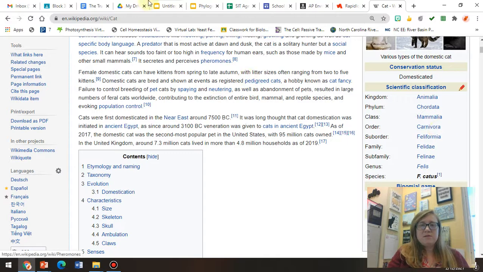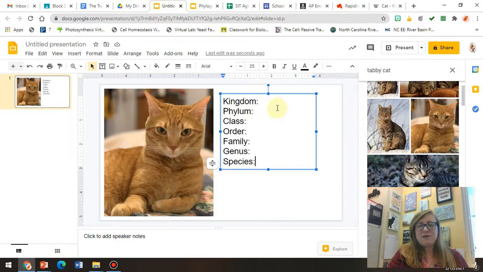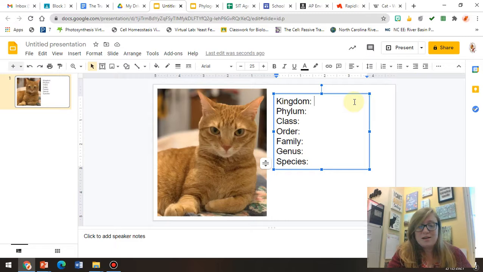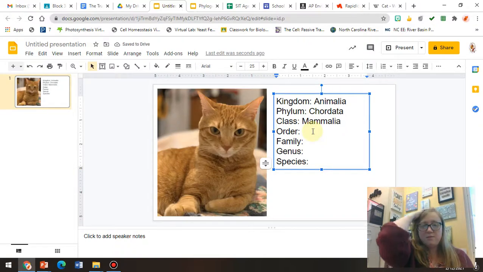So not to be weird, but I already know what the classification is for cats because I've done classification things before a lot. So cats are in the animal kingdom. So that's Animalia. Did I spell it right? Maybe. Phylum, they have a backbone, so they're in phylum Chordata. Oops. Class, they are in the same class as we are. They're mammals. So Mammalia. Why don't you just write mammals, Miss Huff?